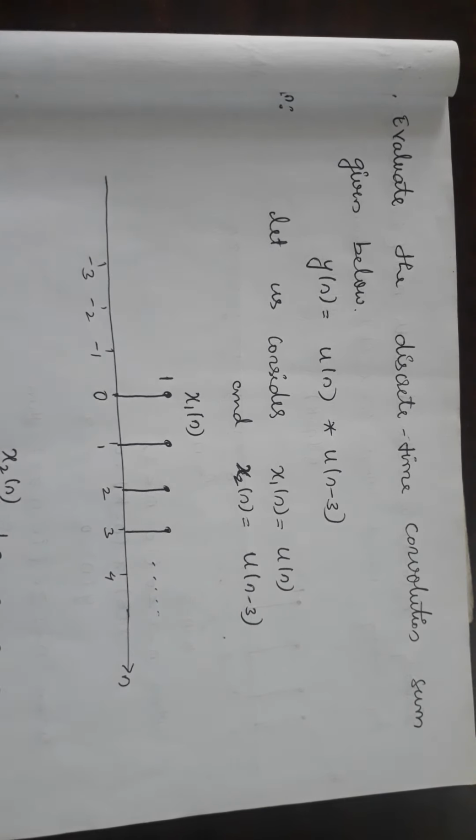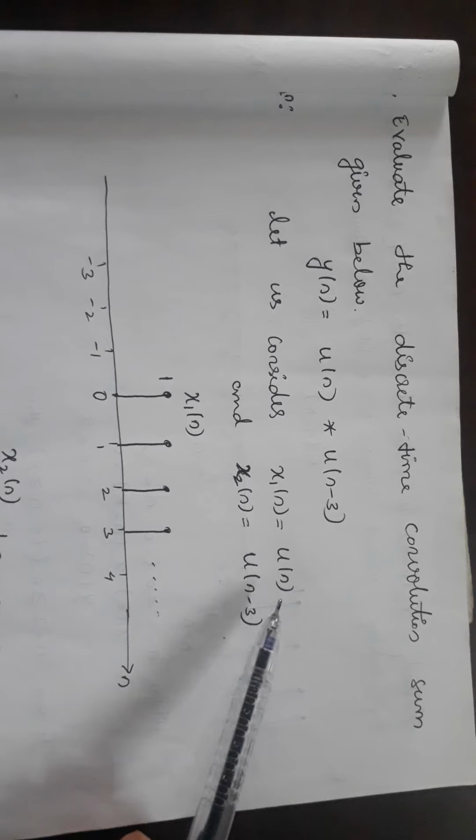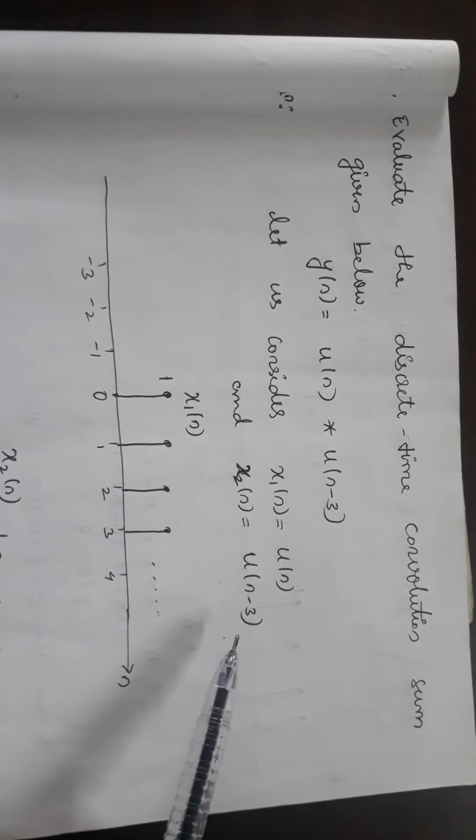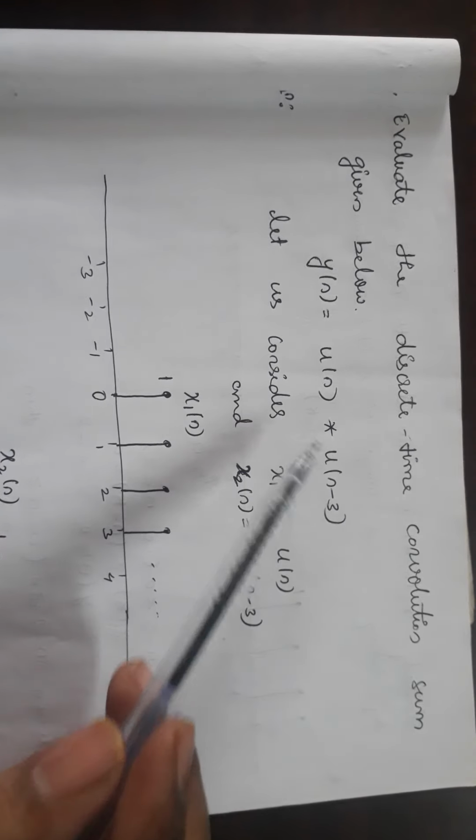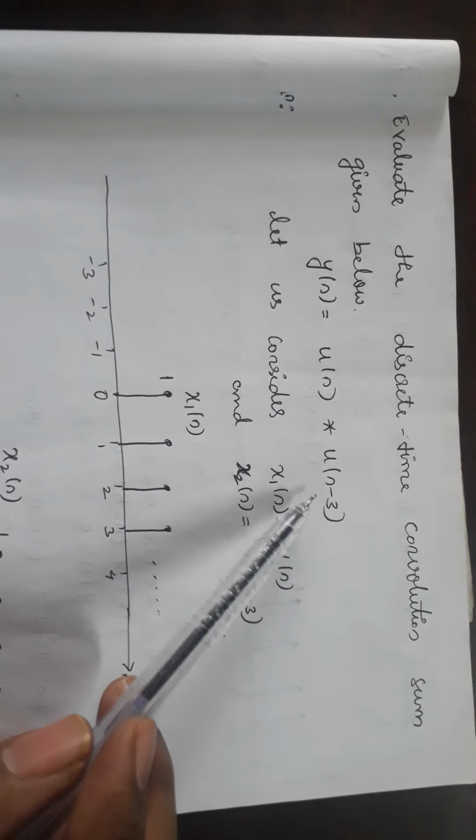The first problem is like this: evaluate the discrete time convolution sum given below, that is y of n equal to u of n convolution u of n minus 3. We have to perform the convolution sum operation now. Before starting, from the given question, we will consider x1 of n as u of n, and x2 of n as u of n minus 3.